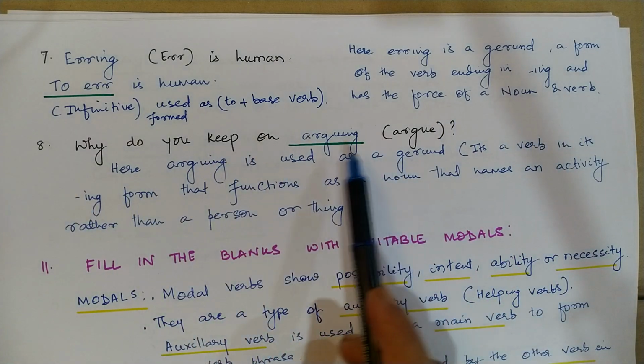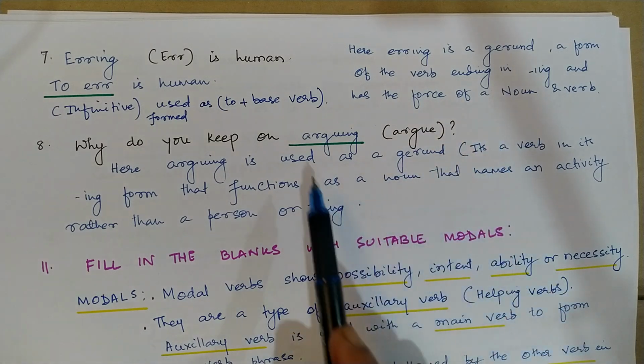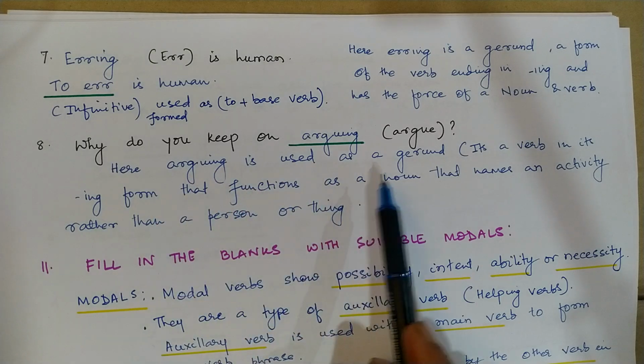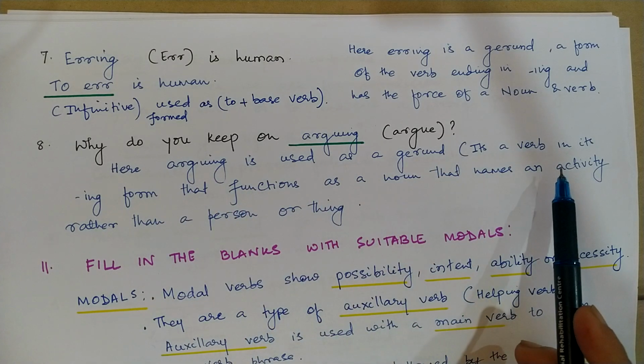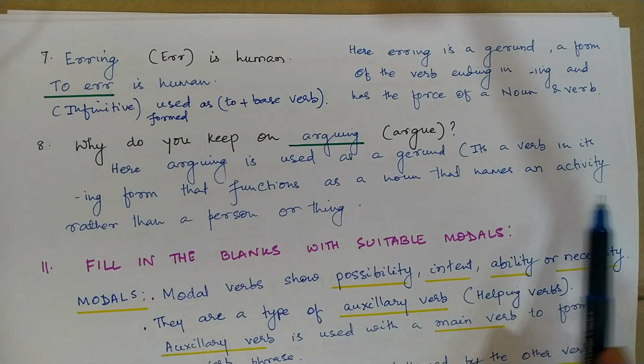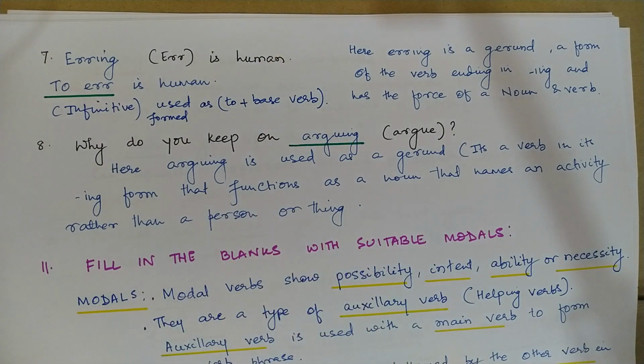Why do you keep on dash argue question mark? The answer will be why do you keep on arguing? Here arguing is used as a gerund. It's a verb in its ing form that functions as a noun that names an activity rather than a person or thing. So children, I hope you understood where and why we are using infinitives, gerunds and participle with this explanation of question number 1.